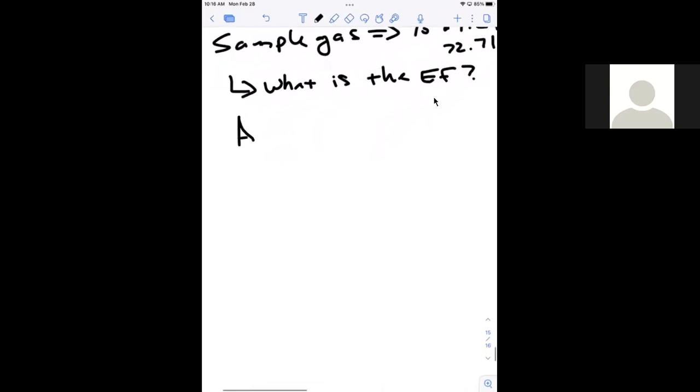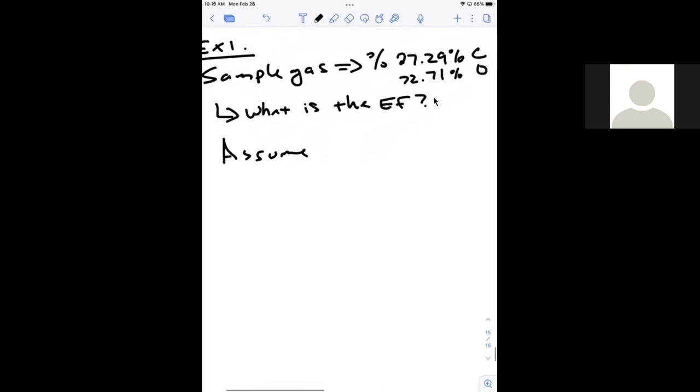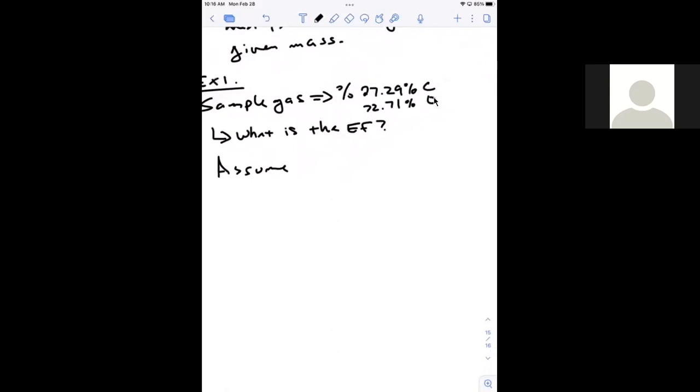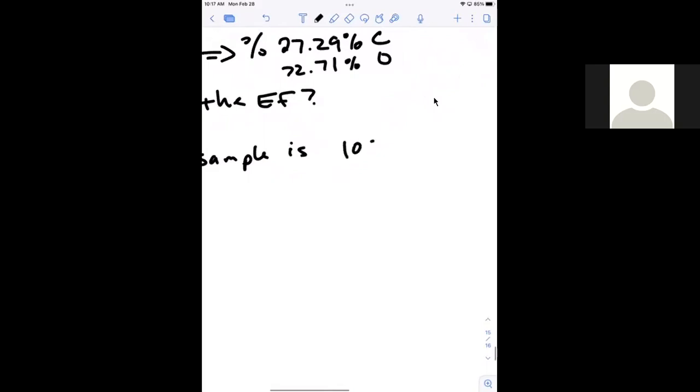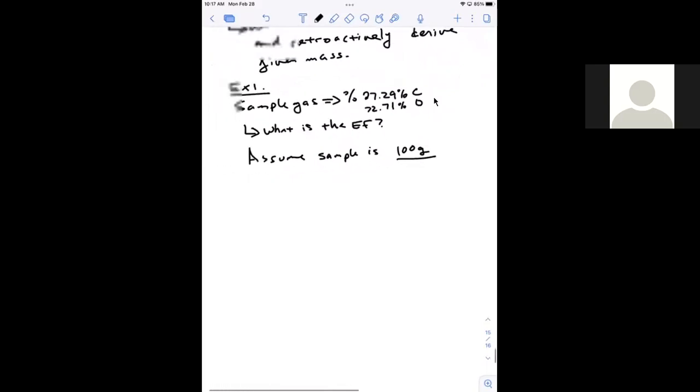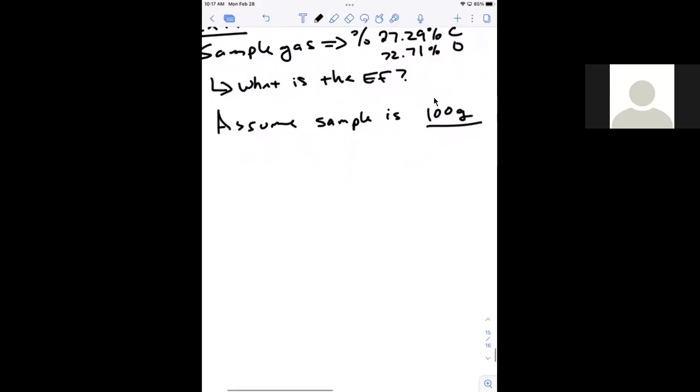So with that being said, this is where the assumption comes in. So we can assume that this sample, because it has to be 100% total, is 100 grams. Assume it's 100 grams. And because we know now that it's 100 grams, we can say that if it's 100 grams, that means that there are 27.29 grams of carbon and 72.71 grams of oxygen. Now we're in the clear.